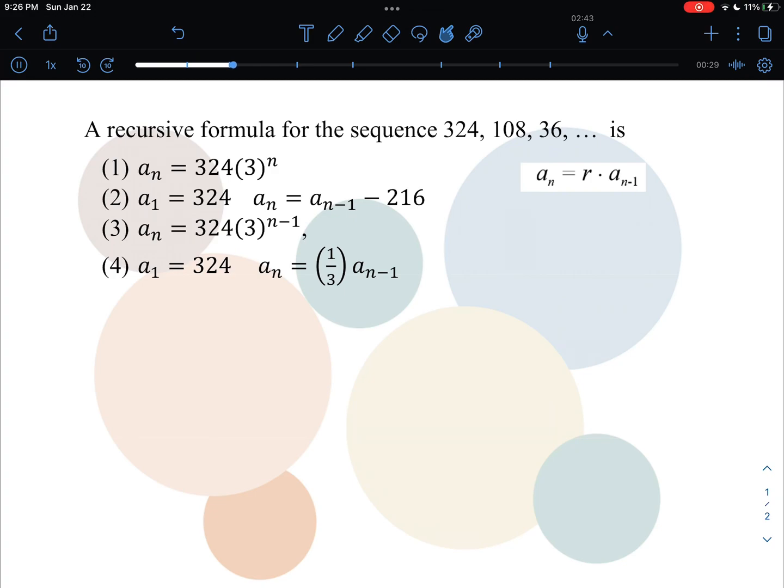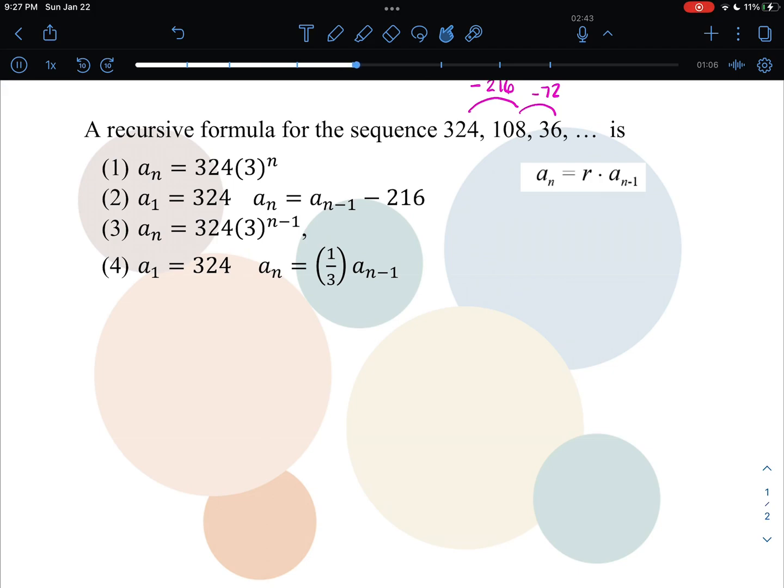I notice that in this question, they don't alert me as to whether it's arithmetic or geometric. So I had to do a quick check. The first thing I'm checking for is if it's arithmetic, and I do that by seeing if there's a consistent common difference between them. When I do that, I see that to get from 324 to 108, I'm subtracting 216, and to get from 108 to 36, I'm subtracting 72. So I definitely don't see a common difference with them that would be consistent with arithmetic sequences.